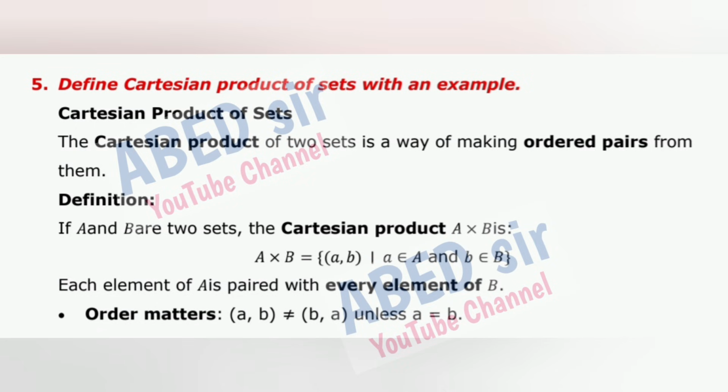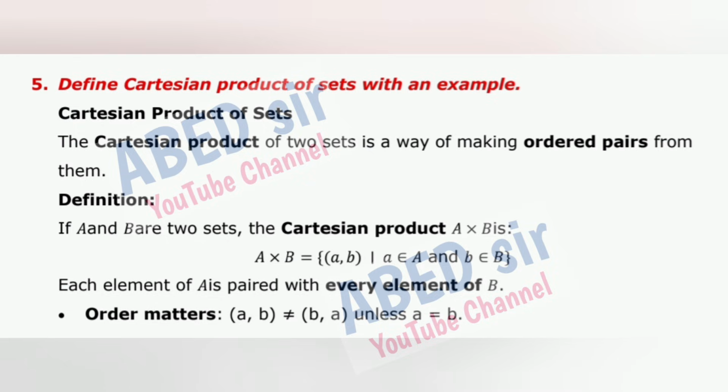Next important short question is 5. Define Cartesian product of sets with an example. Cartesian product of sets. The Cartesian product of 2 sets is a way of making ordered pairs from them. Definition: if A and B are 2 sets, the Cartesian product A times B is equal to {(a, b) : a is in A and b is in B}.